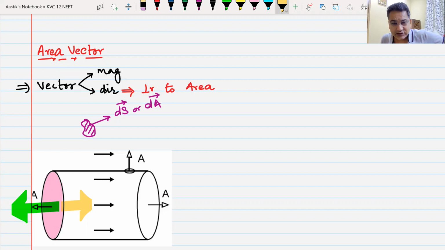To understand which direction you will take, we will have to understand that there are two types of surfaces that we are going to deal with. Let's not call it area, I should call it surface. So we should be dealing with two types of surfaces. One is known as a closed surface.